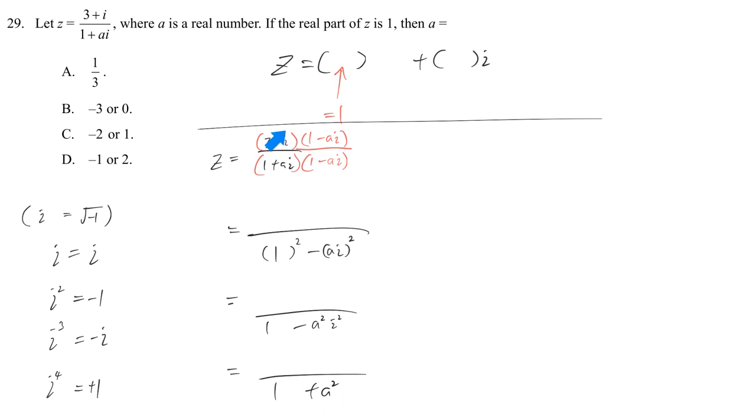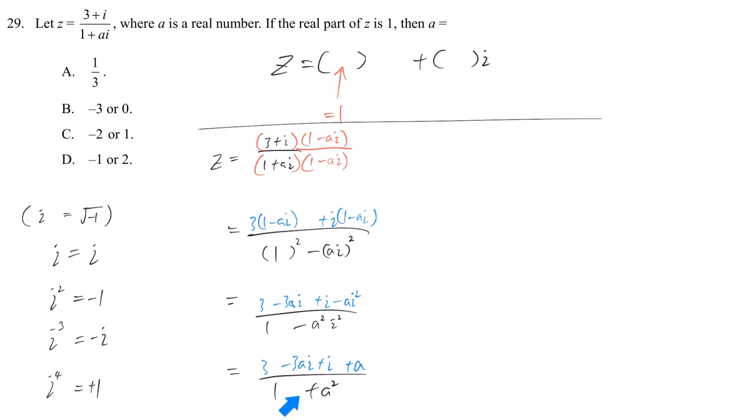So the next step is to expand this item. So we choose one bracket to remove it. Maybe I choose the first one. If I remove it, I will have 3 times something, positive i times something, which should be both 1 minus ai. Following our decision, 3 minus 3a times i, and then plus i minus ai squared. Again, i squared here will be replaced by negative 1. So the sign will be changed and then become plus a here.